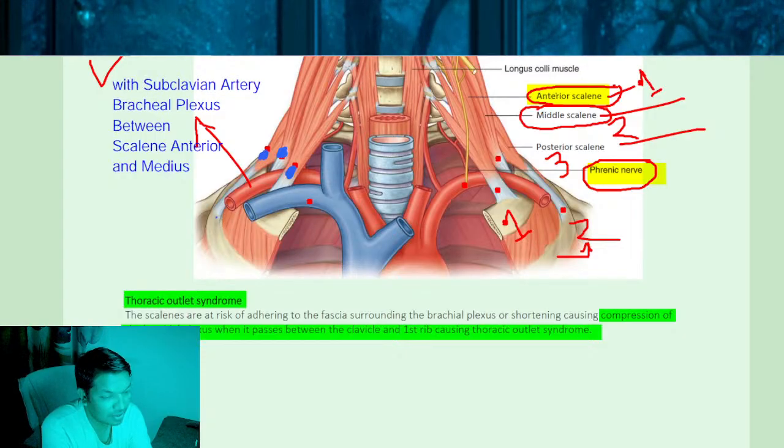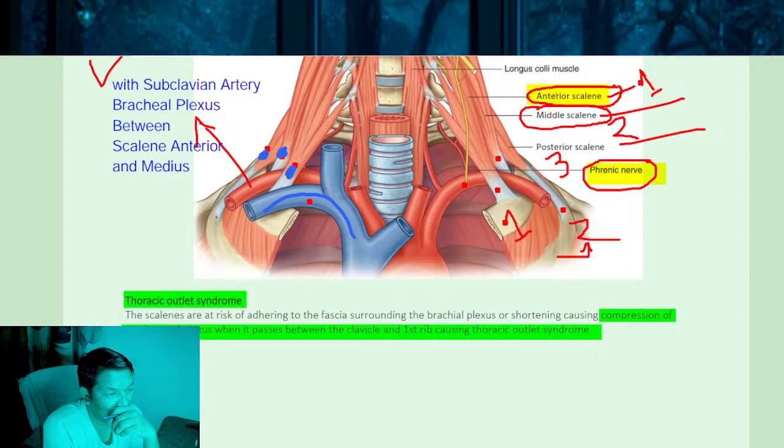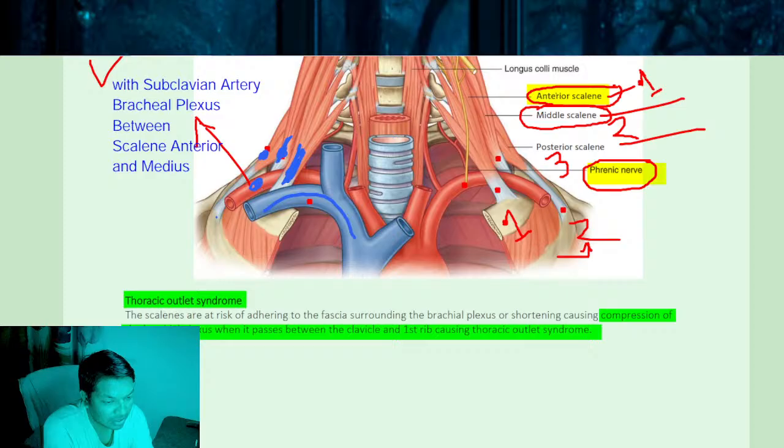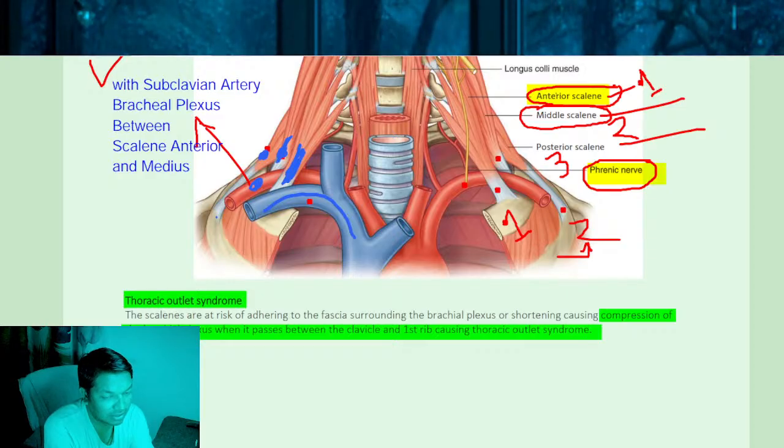So the subclavian vein remains anterior to scalenus anterior. In between scalenus anterior and scalenus medius, we have the subclavian artery and brachial plexus.